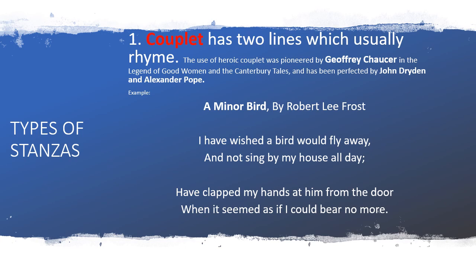The use of heroic couplet was pioneered by Geoffrey Chaucer in the Legend of Good Women and the Canterbury Tales, and this has been perfected by John Dryden and Alexander Pope. An example of a couplet is a poem by Robert Lee Frost entitled A Minor Bird. There are 2 stanzas in this poem, and as you see, there are 2 lines in each stanza.